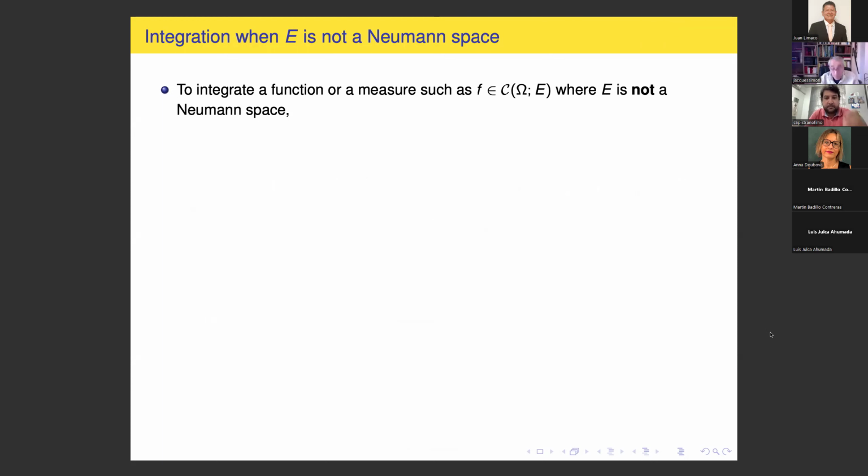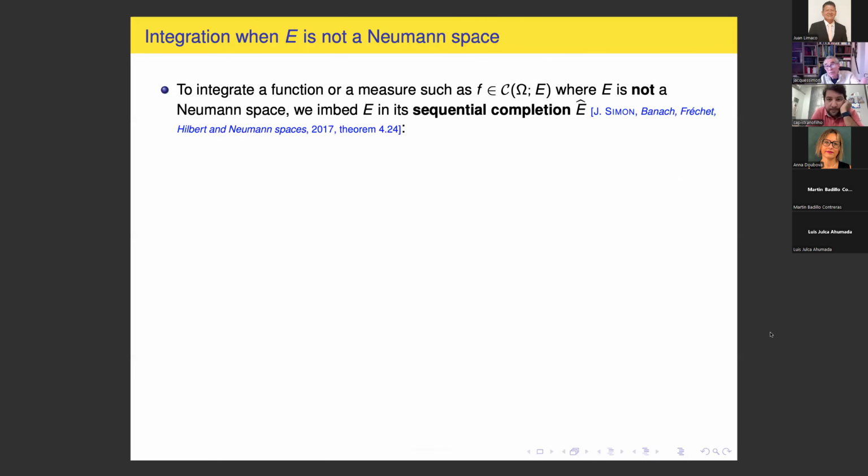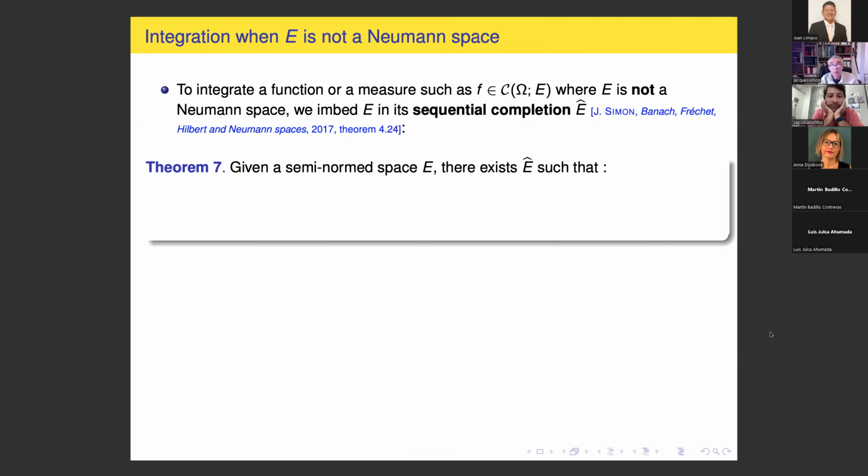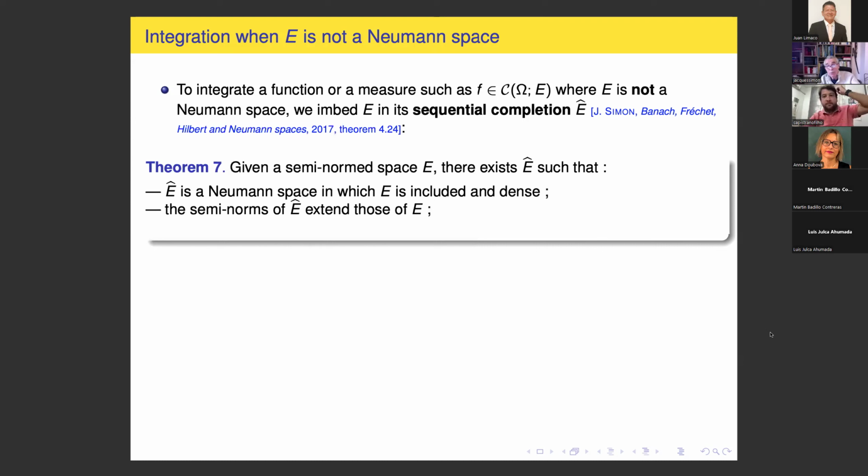What we can do is to embed E in its sequential completion E hat, and this exists. Given a semi-normed space, there exists a sequential completion E hat, such that E hat is a Neumann space that contains E, in which E is dense. The semi-norms of E hat extend the semi-norms of E, and there is no sequentially complete proper subspace of E hat containing E. It is the smaller one.